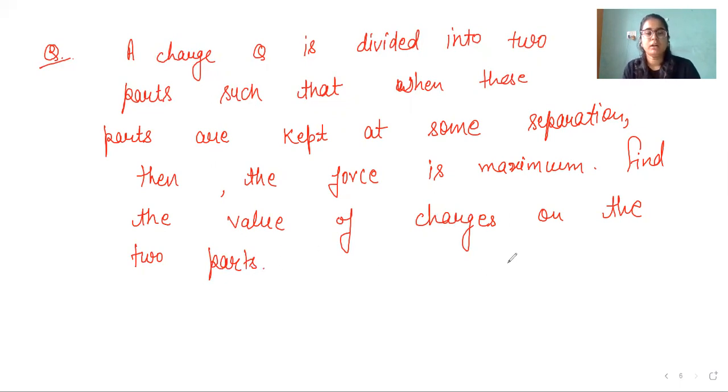So you are having a total charge Q that is divided into two parts. Now you are having two charges, and you are separating them. You are placing those charges at some separation, and there will be a force acting between them, and the force of interaction is maximum. So how should you divide those charges such that the force between them is maximum, and you have to find the value of those charges. Okay, let's do this question.